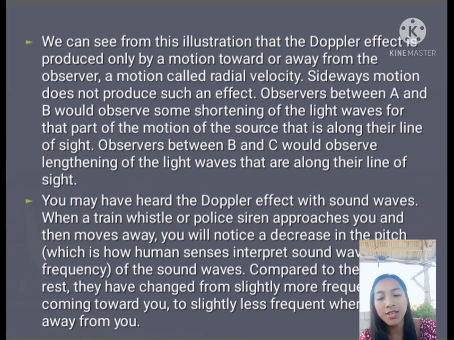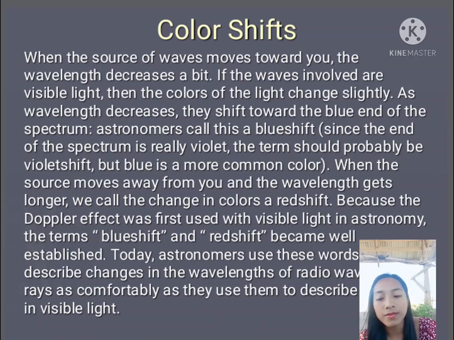Then we have the color shift. When the source of the wave moves towards you, the wavelength decreases a bit. If the waves involved are visible light, then the colors of the light change slightly. As the wavelength decreases, they shift toward the blue end of the spectrum. Astronomers call it the blue shift, since the end of the spectrum is really violet. The term should probably be violet shift, but blue is the more common color.